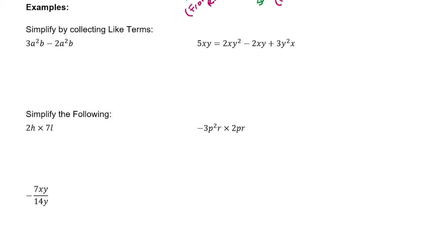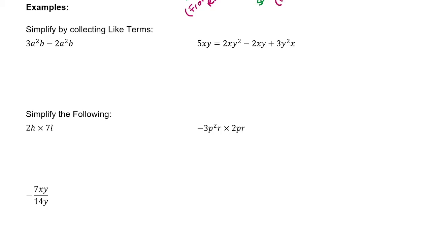Hey everyone, this video is all about the examples for the review on algebra. We have a lot of examples to get through, so I'm going to be going through them fairly quickly. First couple we're going to do some simplifications. We're going to start with some like terms, and then we're going to do some other stuff.